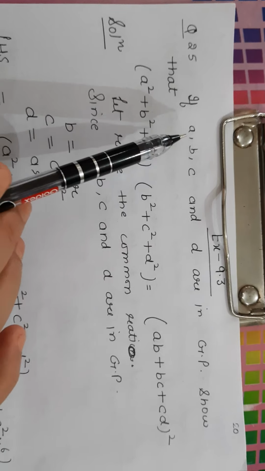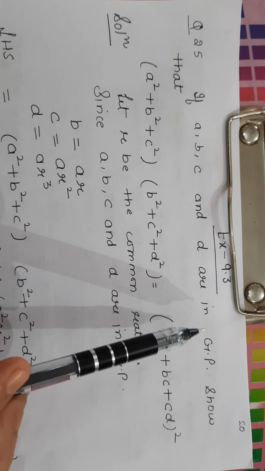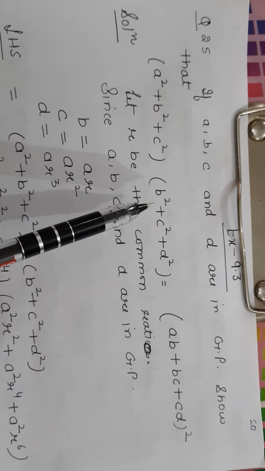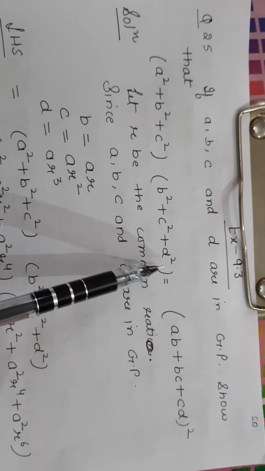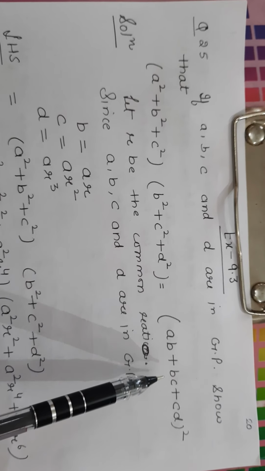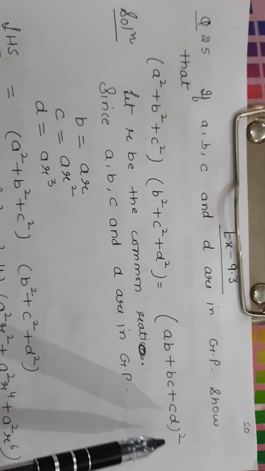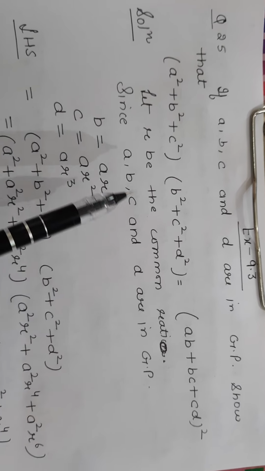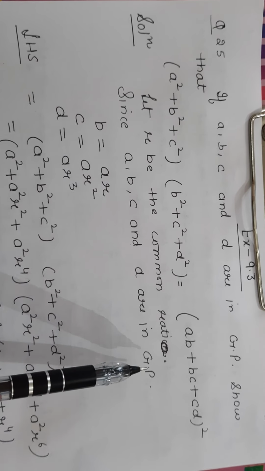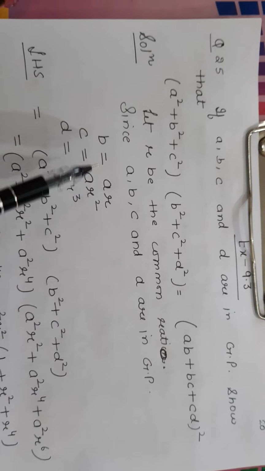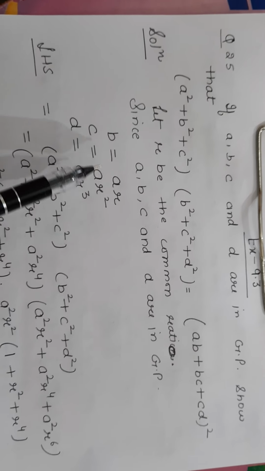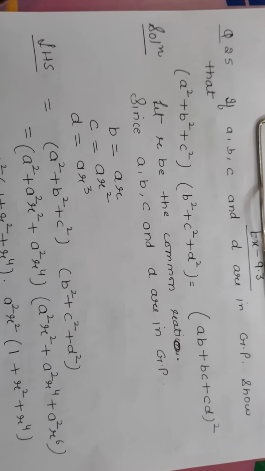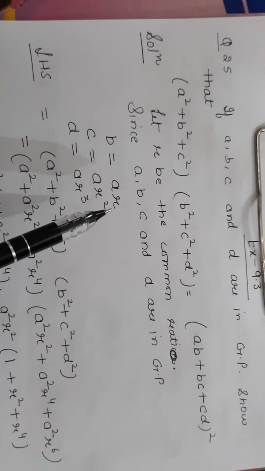Question number 25. If A, B, C and D are in GP, then show that (A square plus B square plus C square) into (B square plus C square plus D square) is equal to (AB plus BC plus CD) whole square. First we suppose that R is the common ratio. Since A, B, C and D are in GP, you can write B as A into R, then C as A into R square, and D is equal to A into R cube, right?